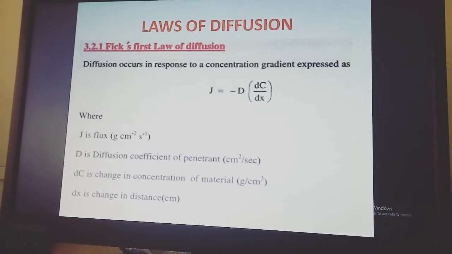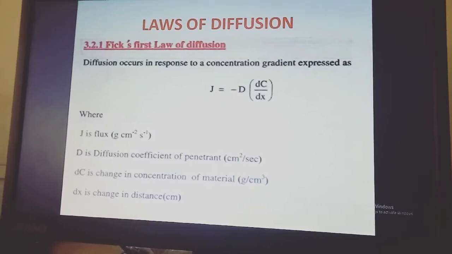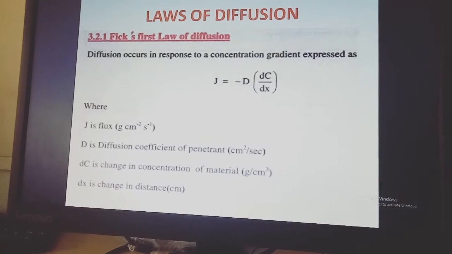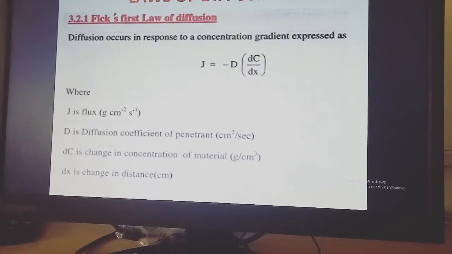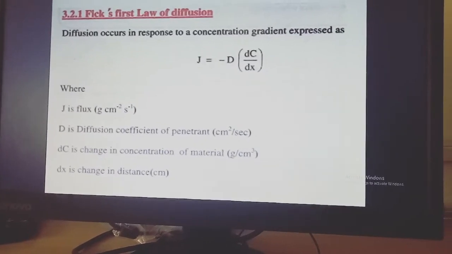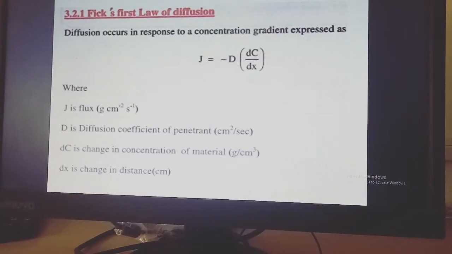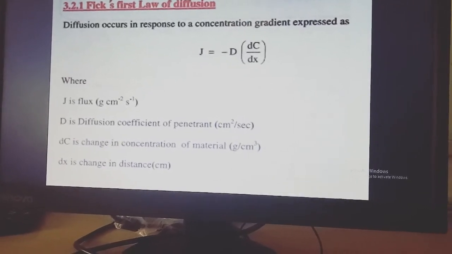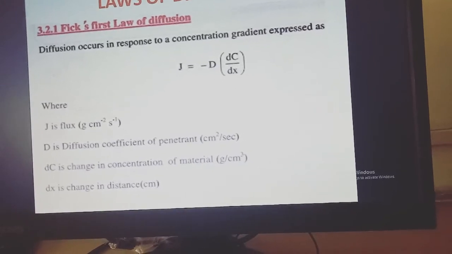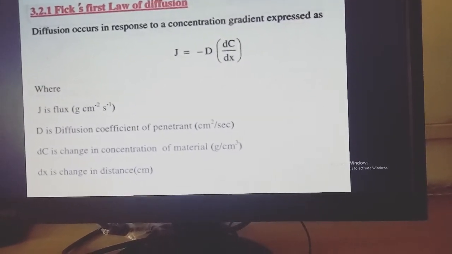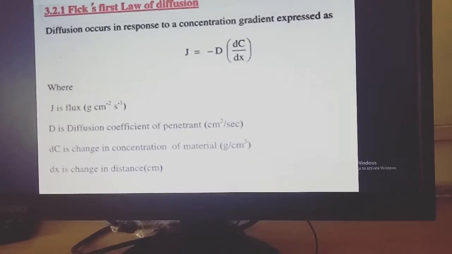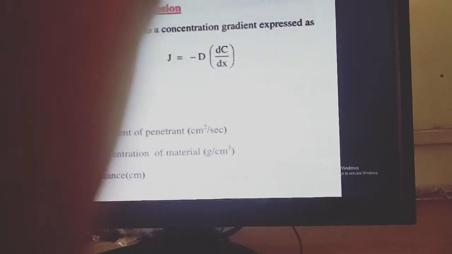That means diffusion occurs in response to a concentration gradient, expressed by the equation J = -D dC/dx, where J is the diffusion flux, D is the diffusion coefficient of the penetrant, dC is the change in the concentration of material, and dx is the change in the distance.